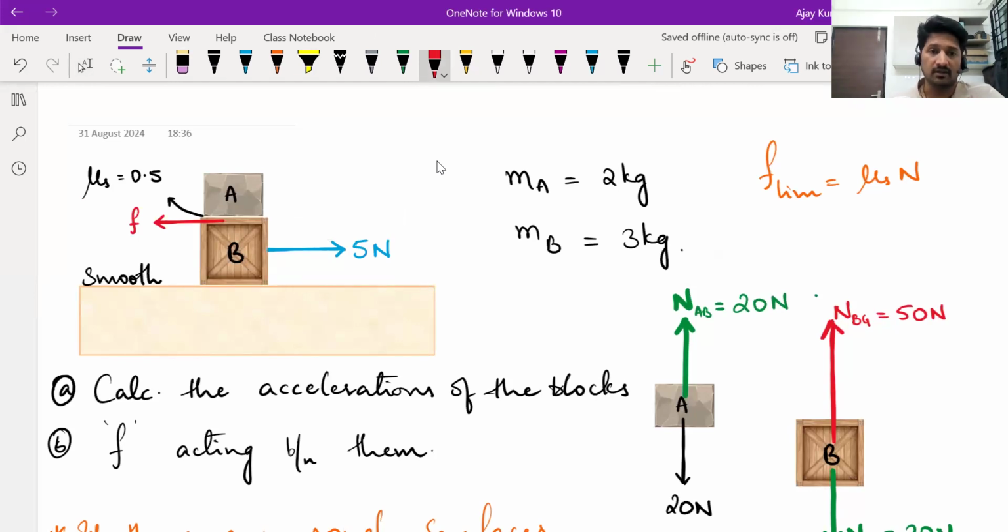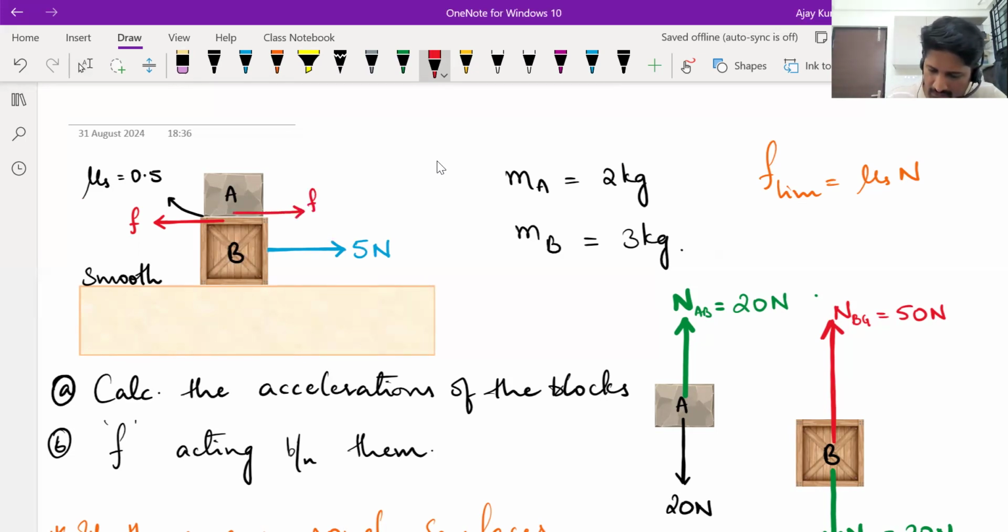What exerts friction on B? Friction is always between two surfaces, okay? One surface exerts on the other surface. So who can exert friction on B? A, sir, because A. The base of A will be exerting. And as a reaction to that, B will exert friction on A in the forward direction.